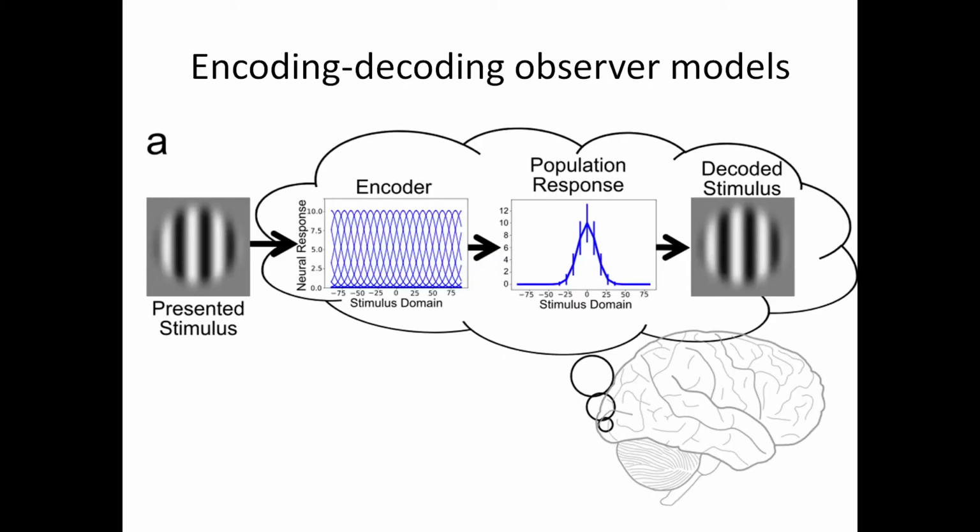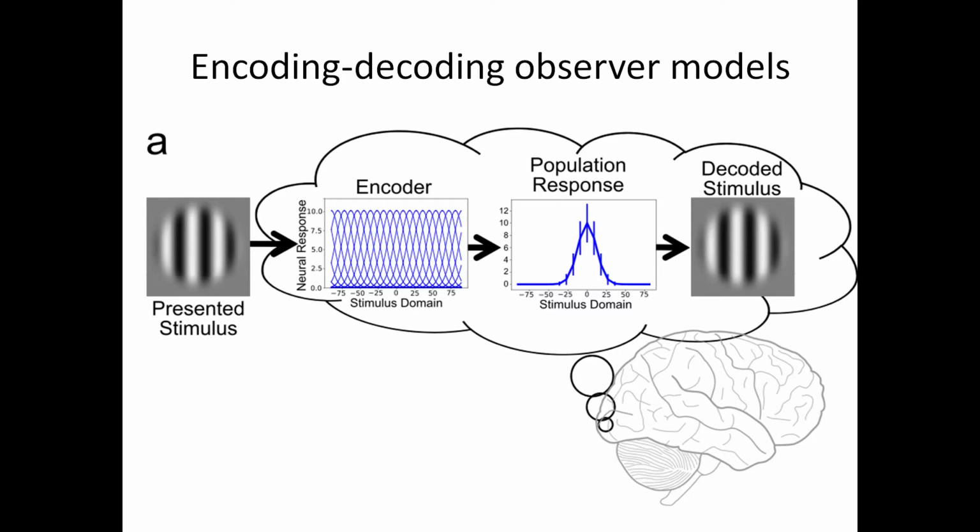As you can see, the models used in these simulations have several parts. The encoder consists of a set of channels, each with a tuning function that responds maximally to stimuli near the channel's preferred stimulus. The encoder's job is to create distinct representations for distinct stimulus values. The output of these channels, the population response, is noisy, as you can see by the error bars.